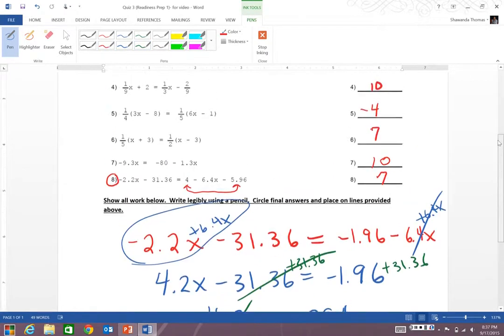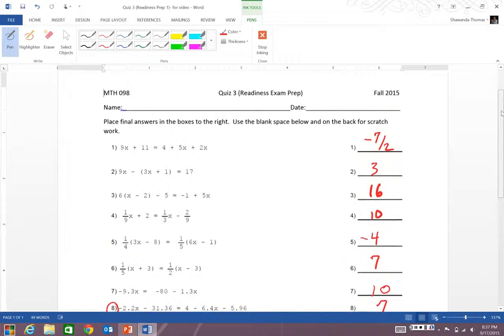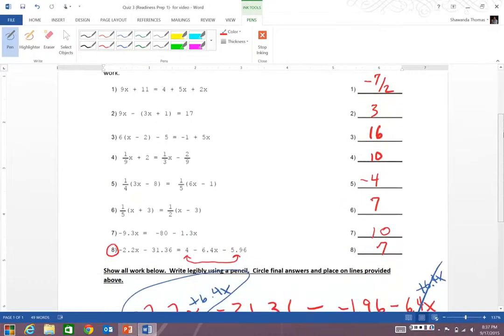Alright, this concludes this video on solving equations, and solving equations that may contain fractions and decimals. Remember, you can always check your answers. All you have to do is plug these answers back in for the x values to see if the left hand side equals the right hand side.